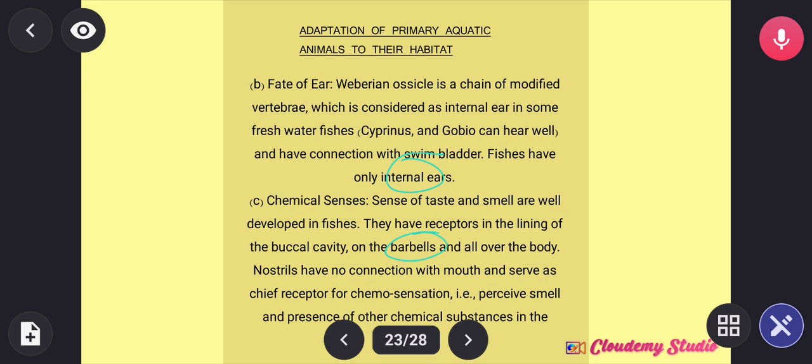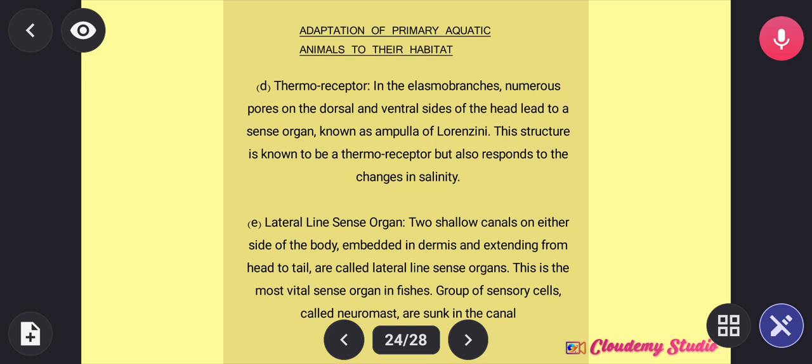Now, we have another modification. We call it the lateral line. The lateral line is present in their body, and they use it for detecting movement inside the water. In case there is a prey or a predator that jumps into the water, they will use the lateral line to detect what is happening inside the water. The lateral line is embedded in the dermis, extended from the head to the tail, and they are called lateral line sense organs.